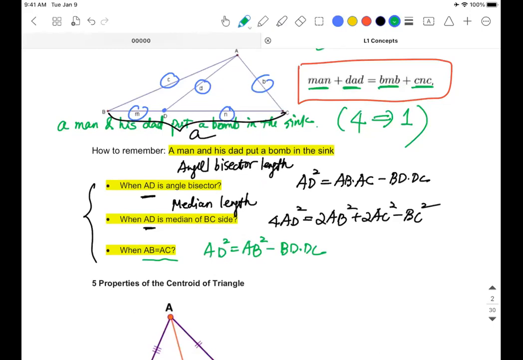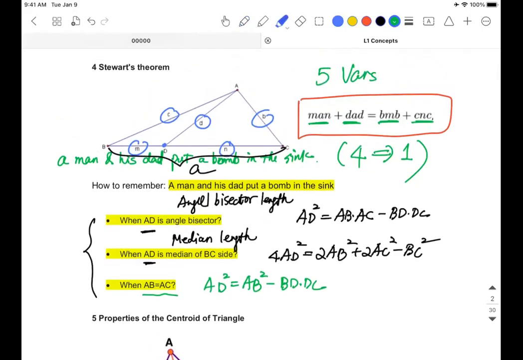Just like I said, if you can remember the intrinsic form of this Stewart's theorem, that's going to help you do everything. But if you can't, it doesn't matter. At least you might be able to know those three specific scenarios with a stronger condition: AD is an angle bisector, it's a median, or it's isosceles. That's going to help you to determine the length of certain segments.